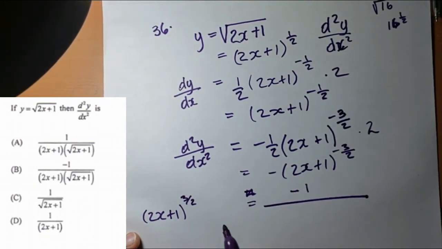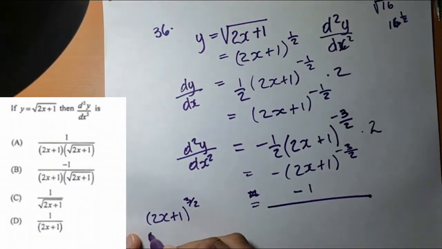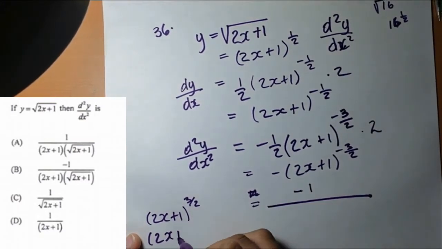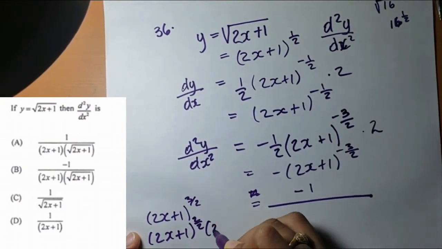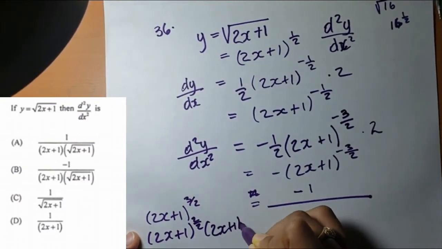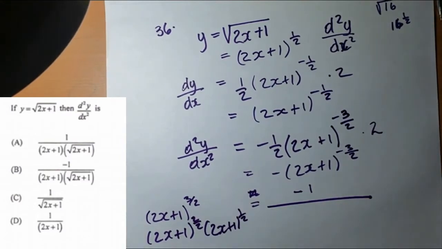So how do I get this into 2 functions? It's basically 2x plus 1 to the 2 over 2, times 2x plus 1. Don't be scared. What is 2 over 2?